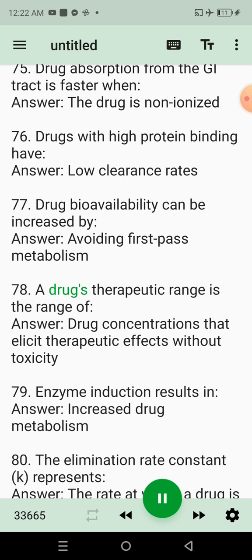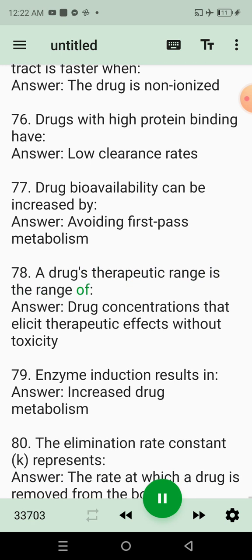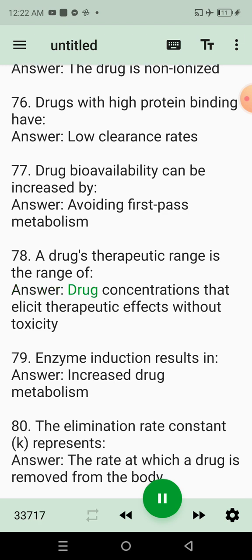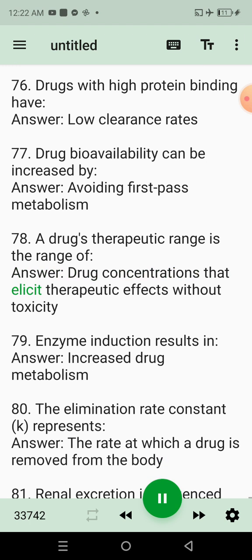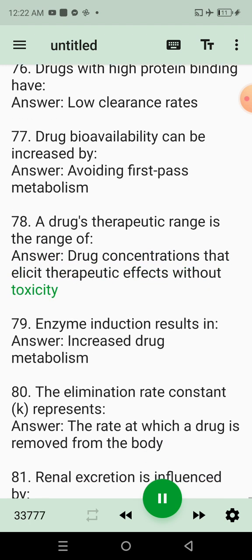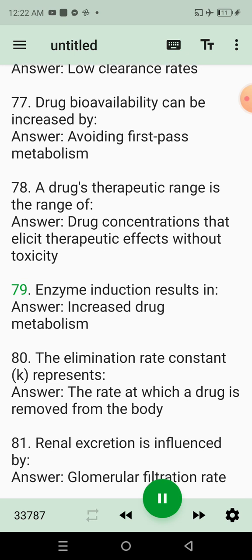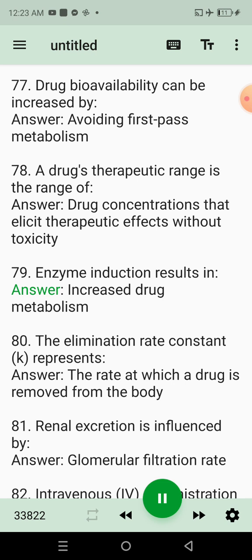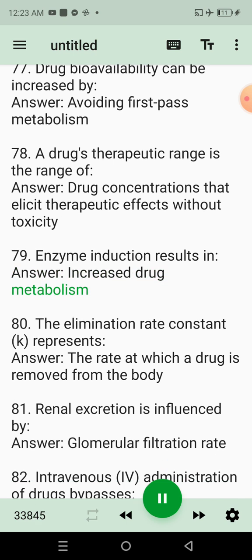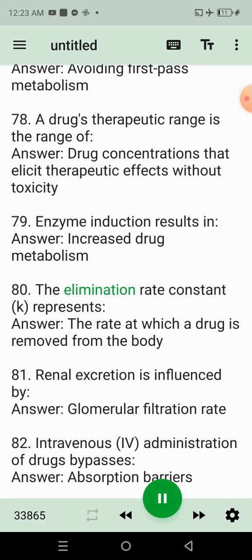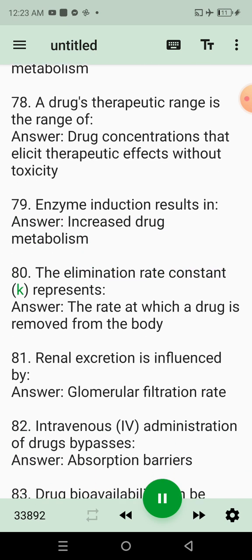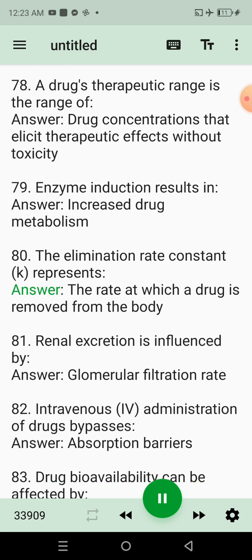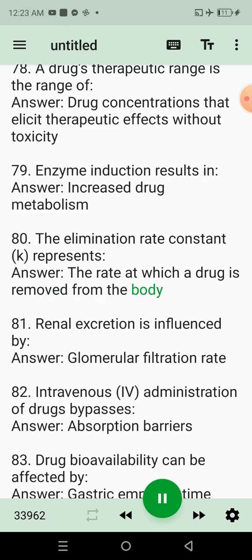78. A drug's therapeutic range is the range of? Answer: Drug concentrations that elicit therapeutic effects without toxicity. 79. Enzyme induction results in? Answer: Increased drug metabolism. 80. The elimination rate constant K represents? Answer: The rate at which a drug is removed from the body.